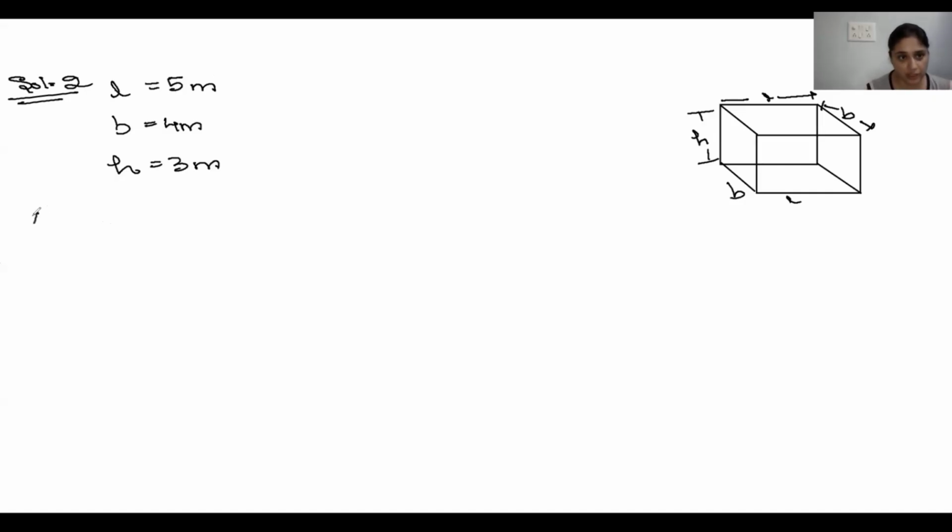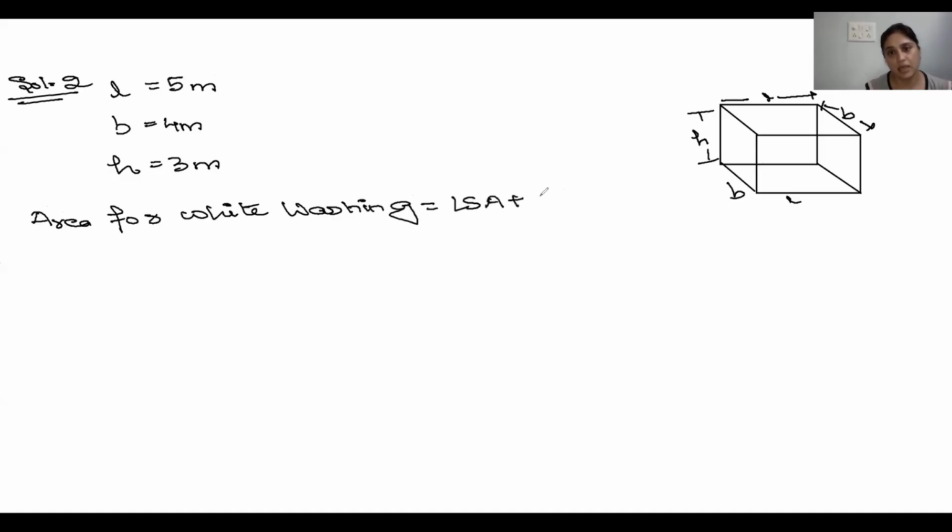We need to calculate the area for whitewashing. Right? So that includes LSA plus area of top base. So LSA हमें पता है बच्चा, that is 2H(L + B).